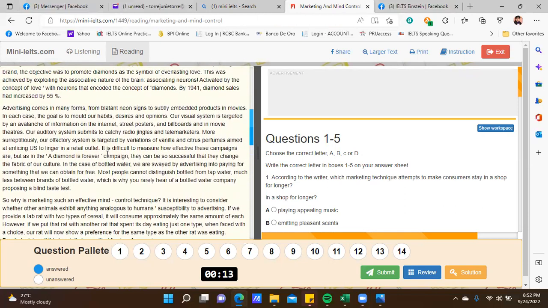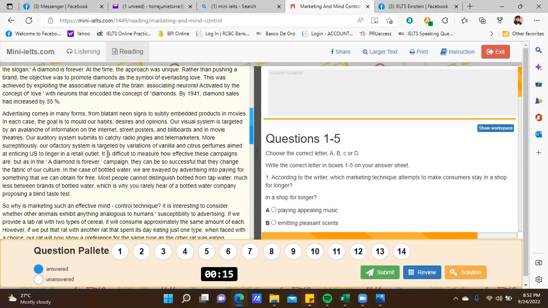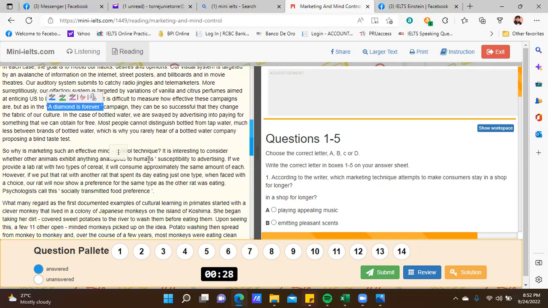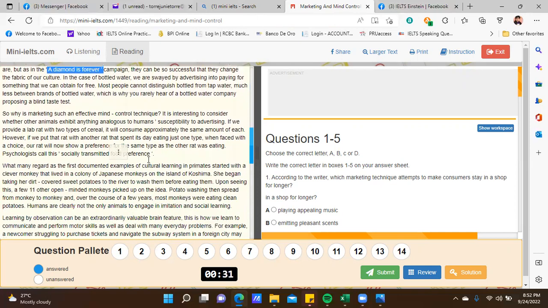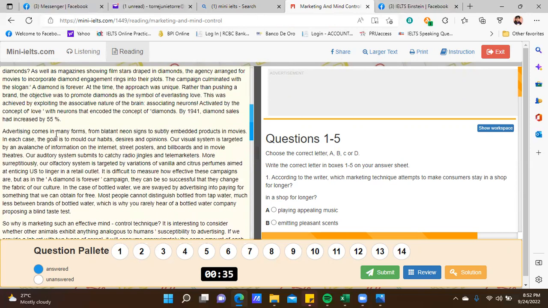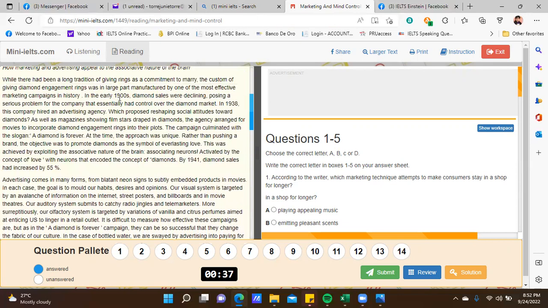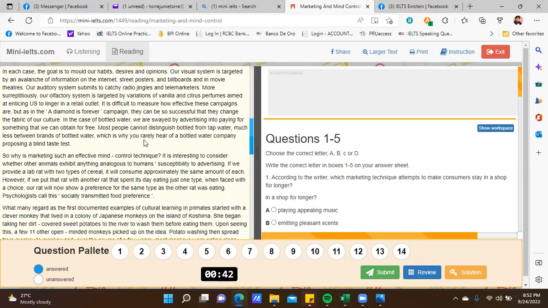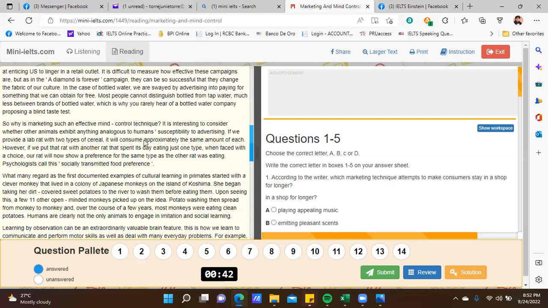How they were able to embark on a marketing campaign on diamonds, you know. Ayan, no? And then they link the idea of diamonds to wedding rings. Kaya ngayon, bawat wedding ring may diamond. It started pala way back in the early 1900s, hanggang ngayon, hindi na nawala.